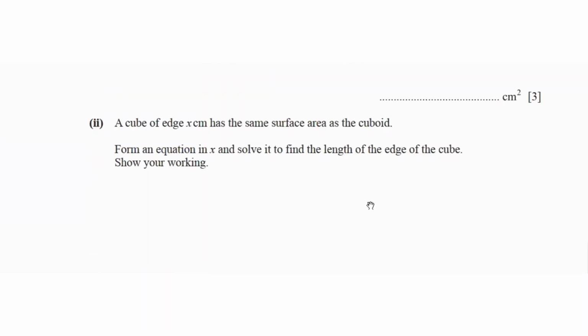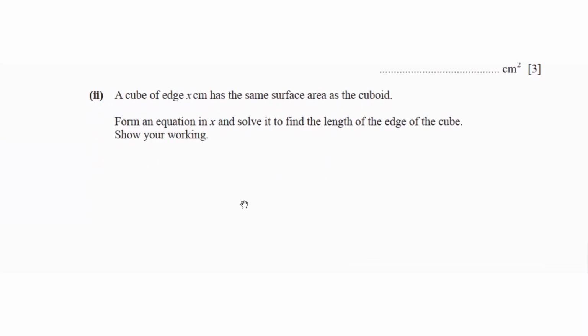A cube of edge x centimeters has the same surface area as the cuboid. Form an equation in x and solve it to find the length of the edge of the cube. So if you look at a cube, it basically has all square faces. So this is our cube. And it says a cube of edge x centimeters. That means all lengths are x over here, okay?